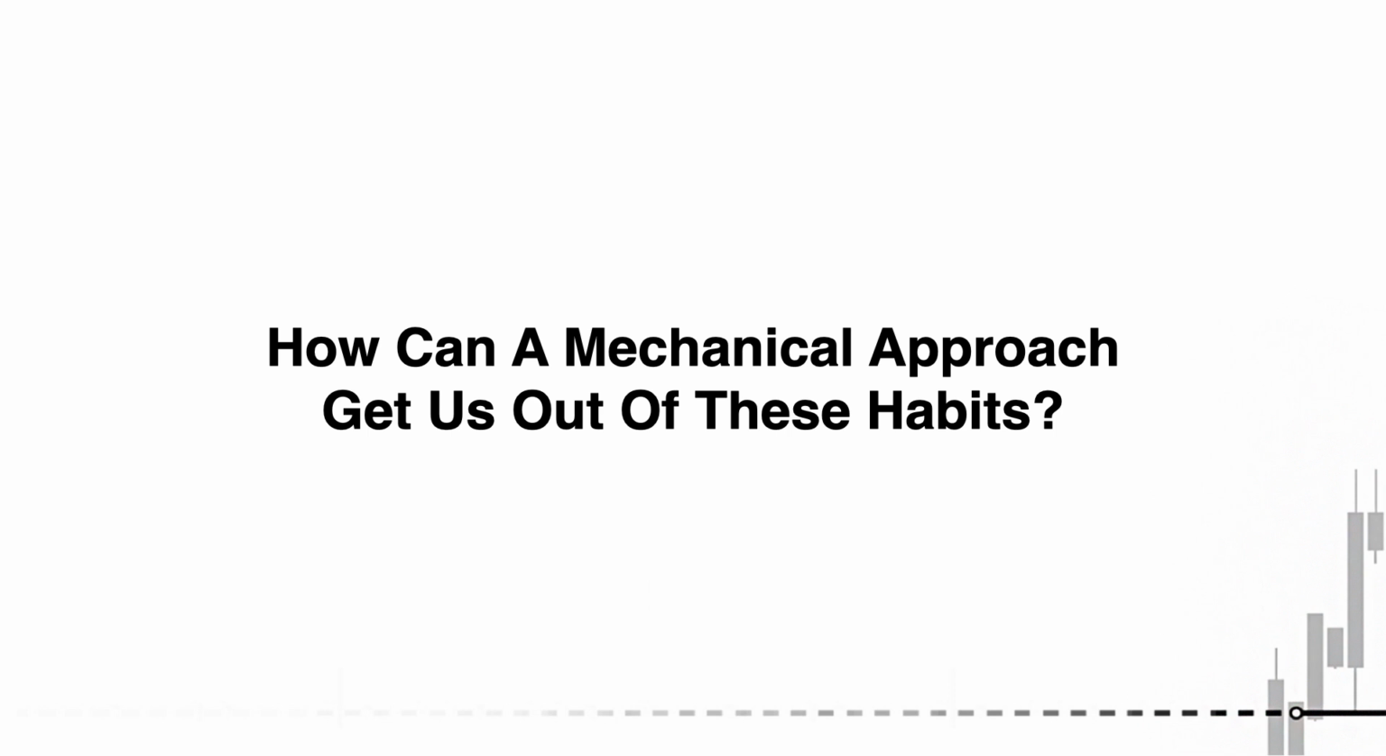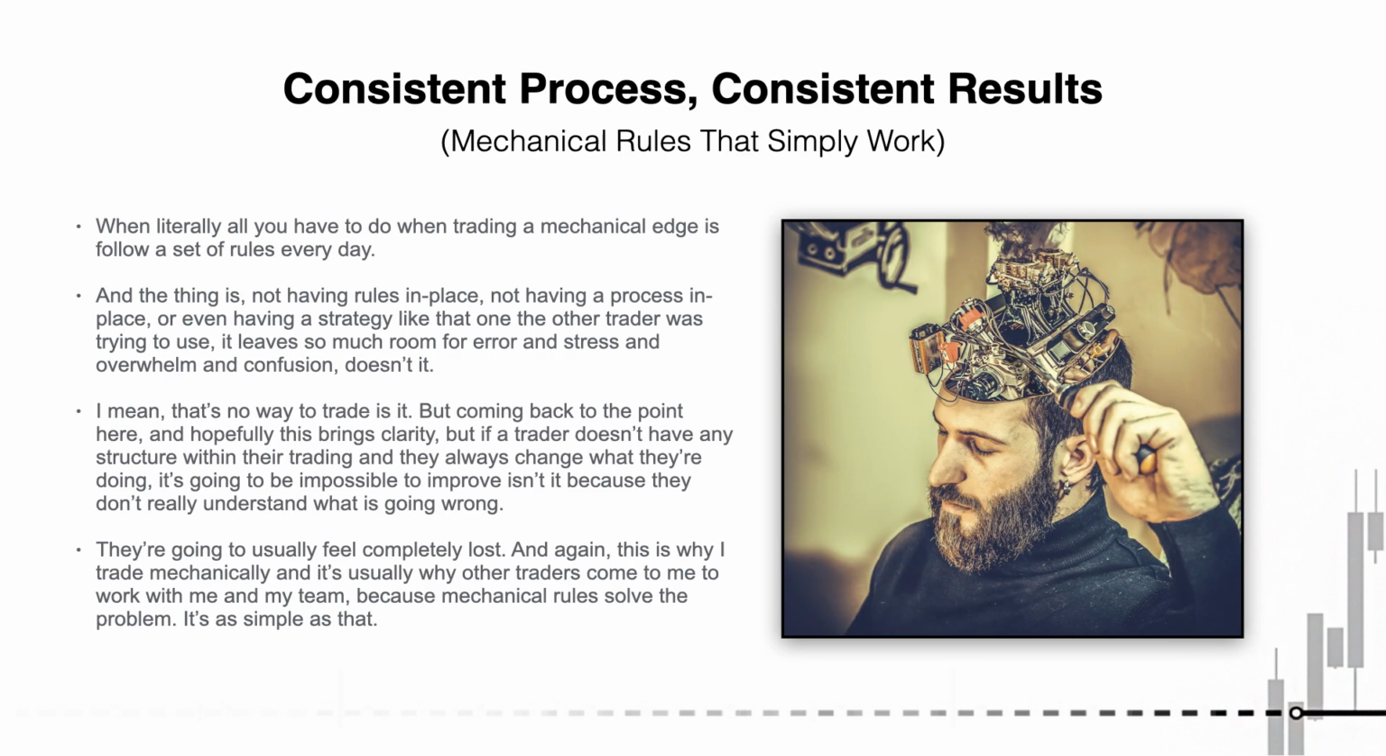So, how can a mechanical approach get us out of these habits? Well, literally all you have to do when trading a mechanical edge is to follow that set of rules every day. And the thing is, not having rules in place, not having a process in place, like the trader we've just discussed, it leaves so much room for error and stress, and it just overwhelms and confuses traders, doesn't it? And really, at the end of the day, that's no way to trade.